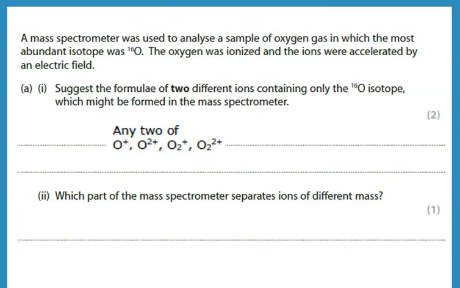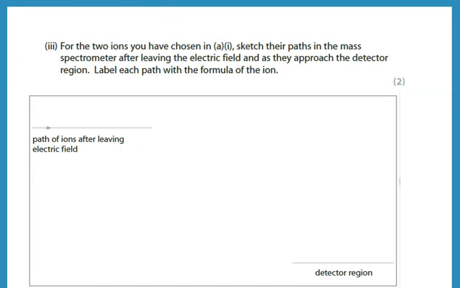The other question in this part is saying which part of the mass spectrum separates ions of different mass. Do you remember which part of the mass spectrum separates ions of different masses? Where are they separated? They're separated in the magnetic field when it deflects the ions with different masses to different extents. So it is deflected in the magnetic field.